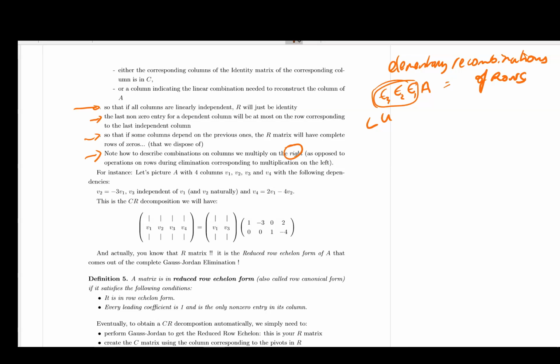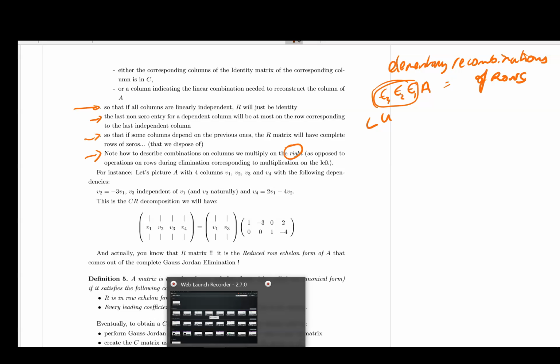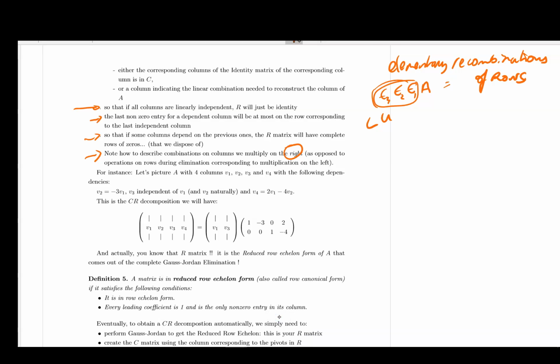of your matrix. So we will have that as our matrix A, and that is going to be just our C and R. And if we want to recombine the columns of C in order to build the columns of A, we will have to multiply C on the right by a matrix. Okay, so let's do that example.